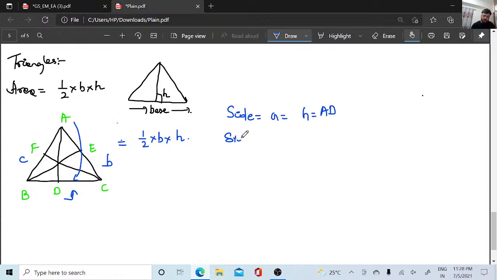If I'm talking about the side B here, what will be the height of this? First of all, B का BE होगा ना, right? और साइड C क्या होगा? साइड C का हाइट क्या होगा? साइड C का हाइट हो जाएगा CF.